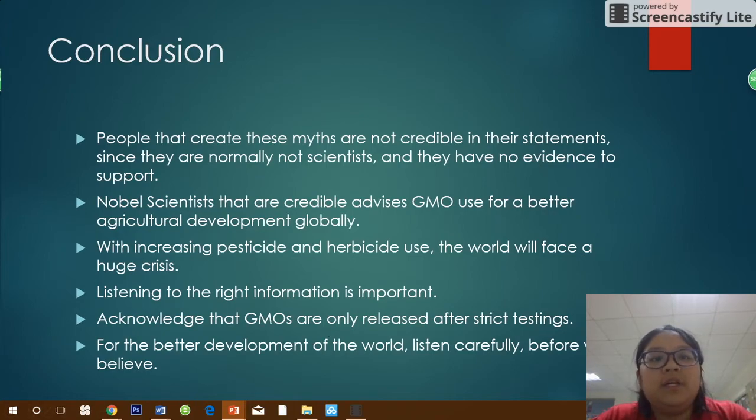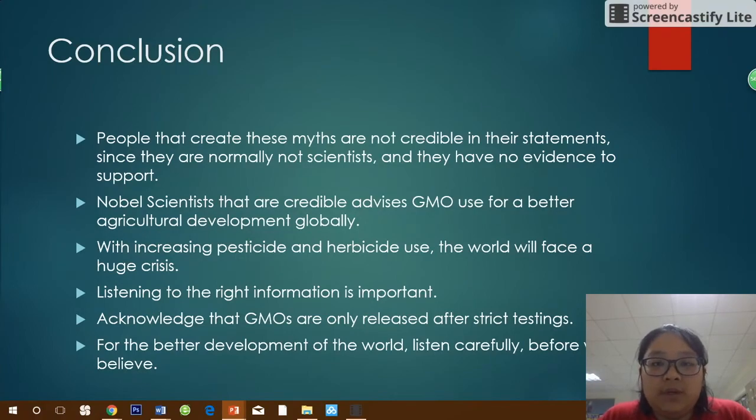Conclusion. People that create these myths are often not credible in their statements. They are often on the internet, and they are normally not scientists, and they have no evidence to support their statements. However, credible Nobel scientists actually advise GMO for use in the world because it is better for agricultural development, and it will be beneficial to the field of agricultural development in the world.